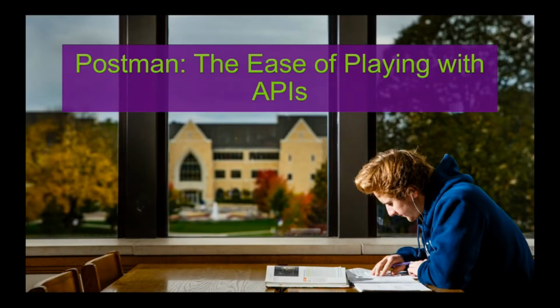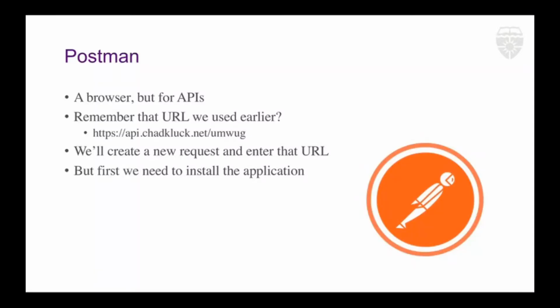So Postman. Now this is an application that is freely available. You can download it. They make it for Macintosh, they make it for Windows as well as Linux. It's a great browser, but it's for APIs. So that URL that we used earlier, api.chadclook.net/UMWUG, we're going to use that in Postman. So if you have Postman available to you, you can certainly bring that up. Or you can do this when you get home, because these slides, of course, will be available.